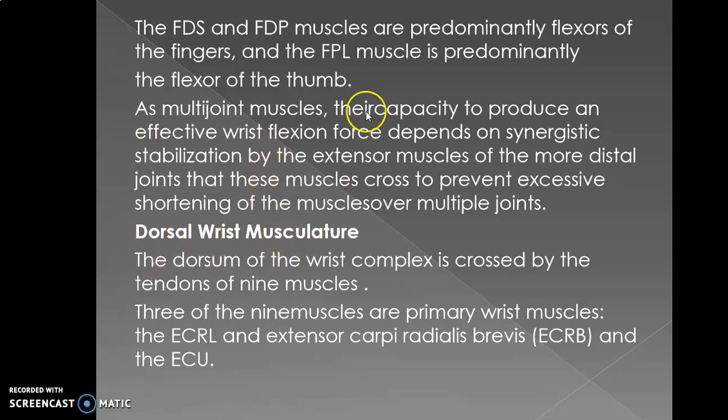Now we have completed the volar wrist musculature. We will go into the dorsal wrist musculature, meaning the extensor muscles. The dorsum of the wrist complex is crossed by tendons of 9 muscles. In the volar area we have only 6 muscles: 3 primary wrist flexors and 3 primary finger flexors, which are secondary wrist flexors. In the dorsal area we have 9 muscles, and 3 of the 9 are primary wrist muscles.